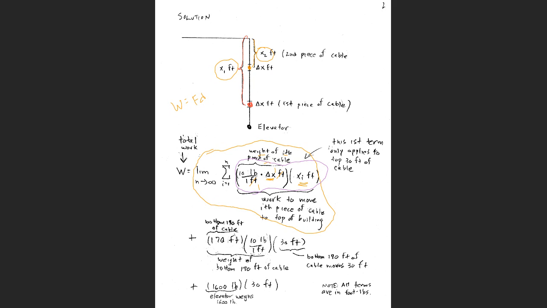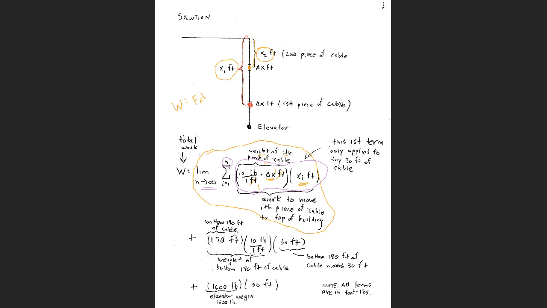We have to add up all those pieces of work because we're taking the top 30 feet of cable and breaking it up into little pieces, and we're going to add up the work needed to bring up each piece. Of course, our estimate of the true value of the work to bring up that top 30 feet of cable will be more accurate if we take smaller and smaller pieces of cable. So we let n go to infinity, and this is where the Riemann sum comes into play. So these are the three components that we need to do here.